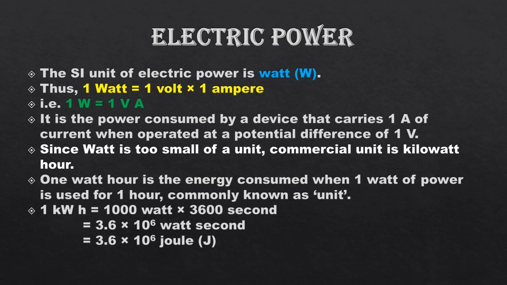Yes, what is 1 kilowatt hour? For 1 hour, if 1 kilowatt, that is 1000 watt, is passing through a device every second, yes, that is called 1 kilowatt hour. Yes, 1 kilowatt hour is equal to 3.6 into 10 to the power of 6 joules. Remember this, it is a very common MCQ question.